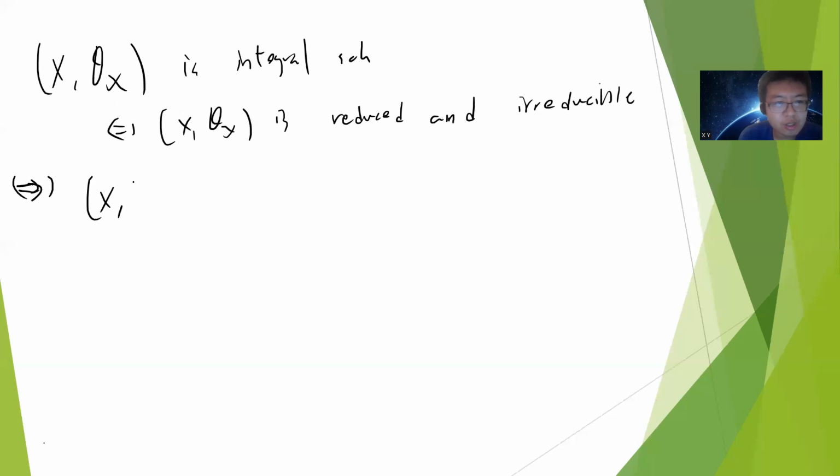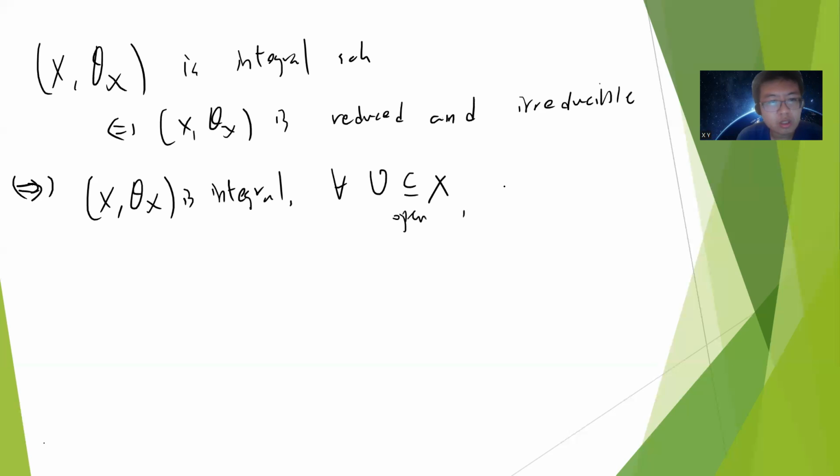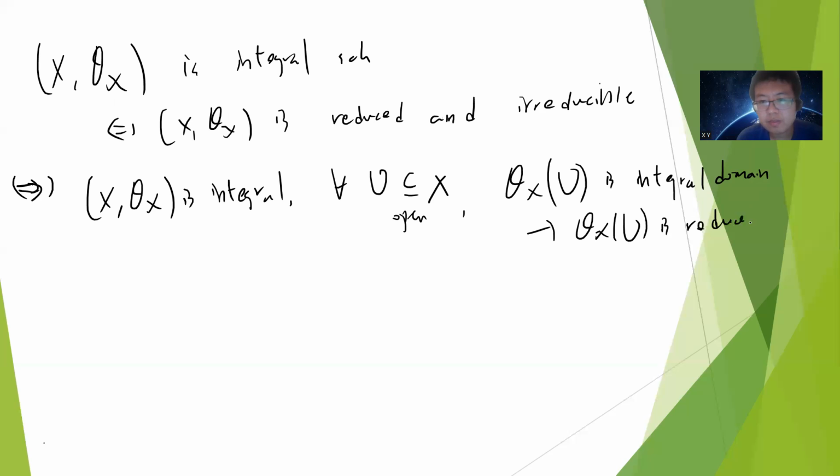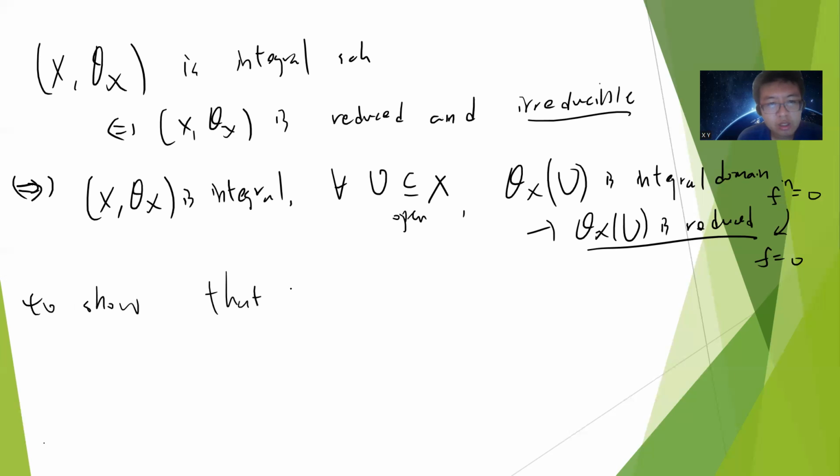So let's say (X, O_X) is integral. This means that for every open set U open in X, O_X(U) is an integral domain. Obviously then O_X(U) is reduced, because in an integral domain, if f^n equals 0, then f must equal 0. So it's reduced. The rest is to show that X is irreducible.